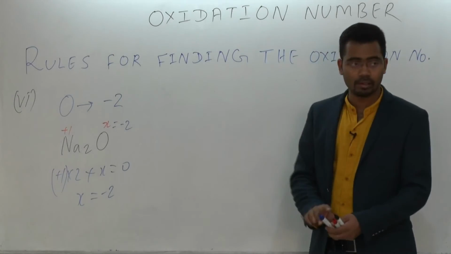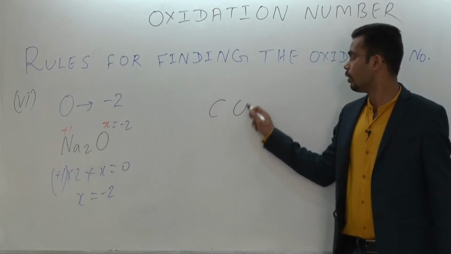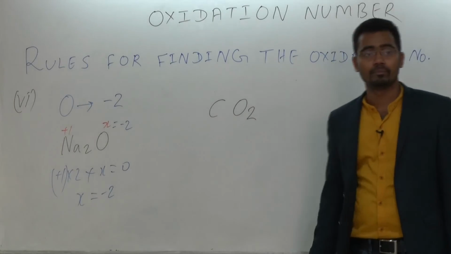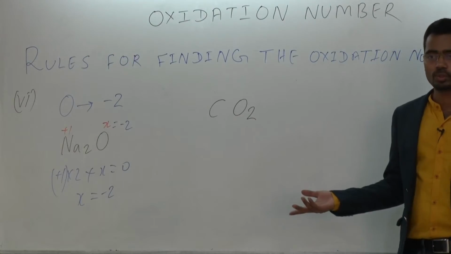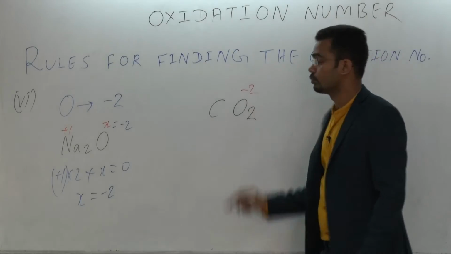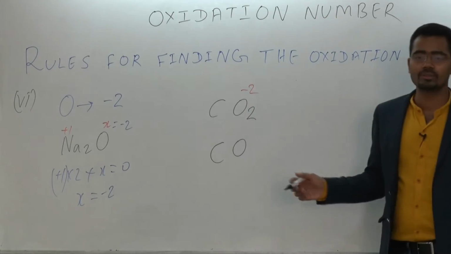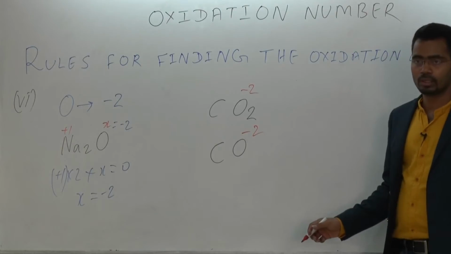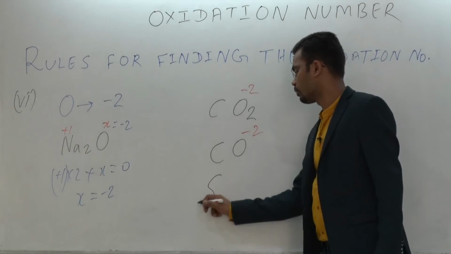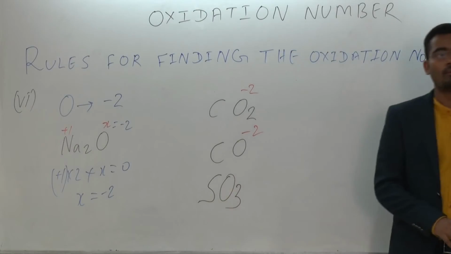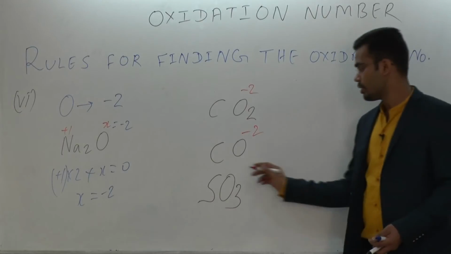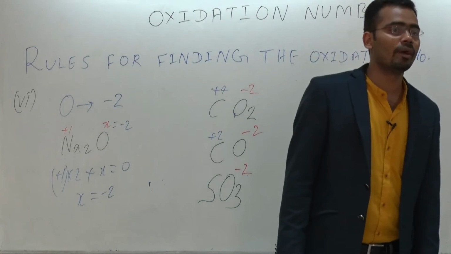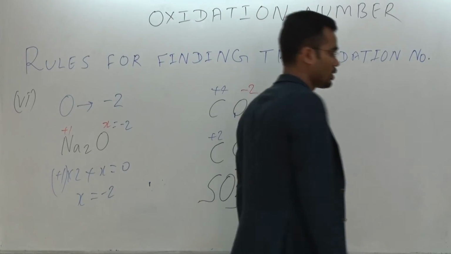Take another example, CO2. What is the oxidation state of oxygen here? You know that generally it has -2, so oxygen will be -2. CO, what is the oxidation state of oxygen? -2. Yes or no? Another example is SO3. What is the oxidation state of oxygen? -2.